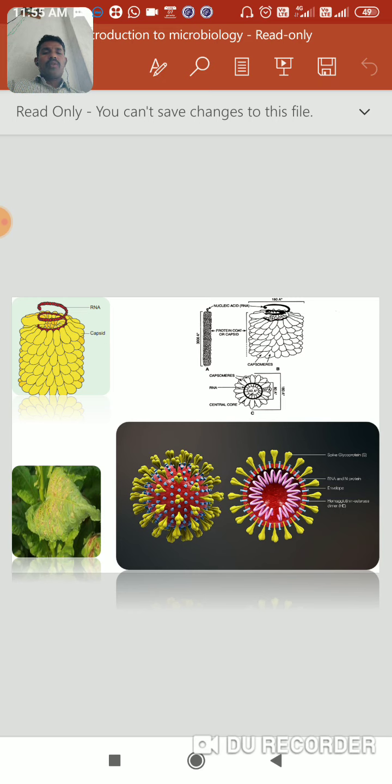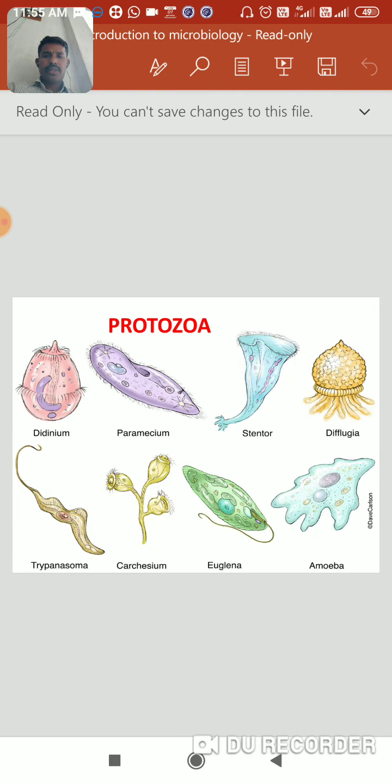The famous coronavirus is at the left corner of the slide, and the top left corner has tobacco mosaic virus. These are the various structures of protozoa, that is the animal kingdom, like Paramecium, Euglena, and Amoeba.